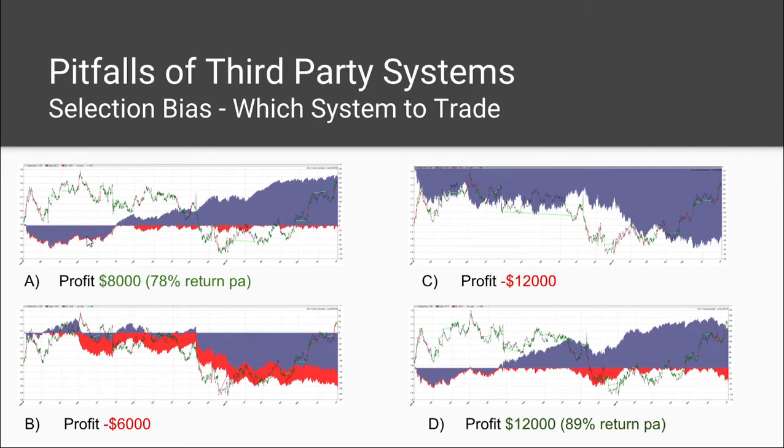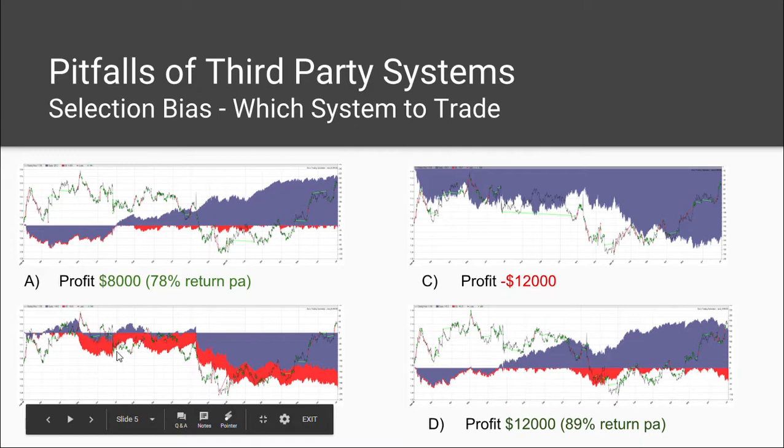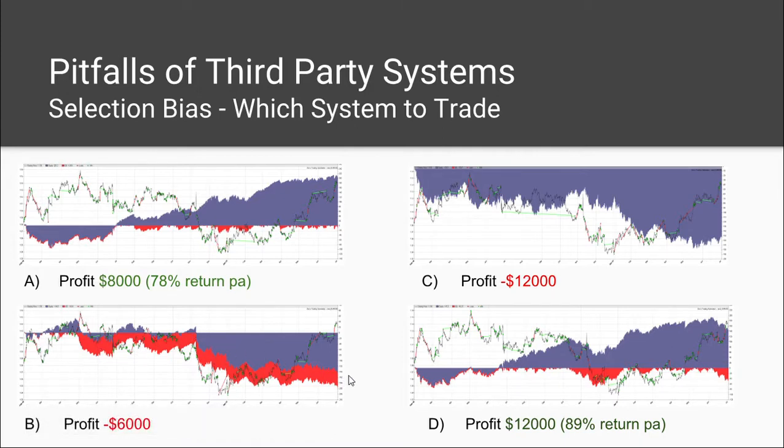And these are just the profit curves generated from those systems. System A starts off a bit of a downtrend, and then it goes on and finishes quite well. A 78% return per annum, $8,000 profit in this scenario. System B kind of faffs around in the middle for a bit and then sort of drops down at the end, and you finish with minus $6,000.